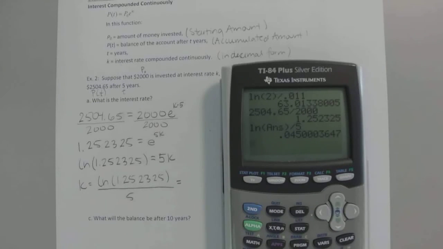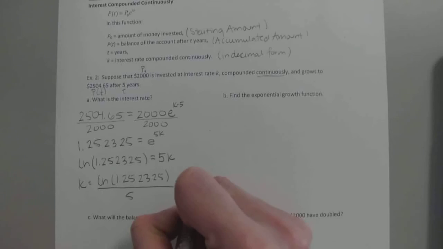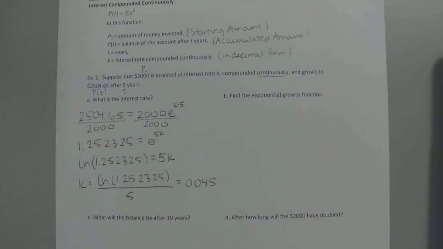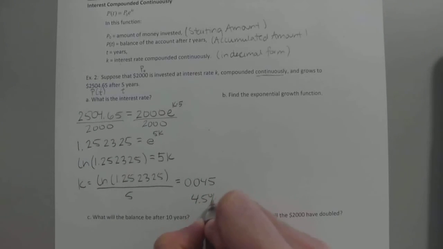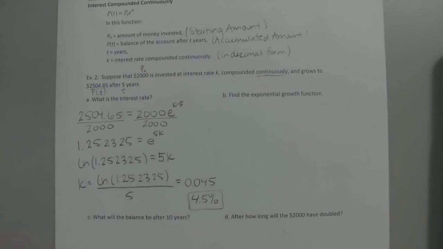So I will do that with you. I already have it there, so I'm going to do the natural log of that, divided by 5. So what is that going to be? 0.045, do you agree? Don't worry about the rest of it, okay? So this is going to be 0.045. But if they're asking for K, they're most likely wanting it as a percent, right? So what would that change to as a percent? 4.5%. And that looks reasonable for an interest rate.